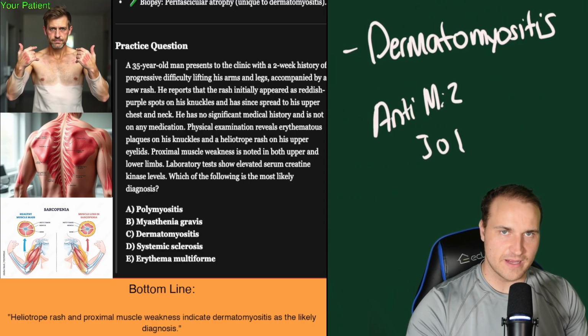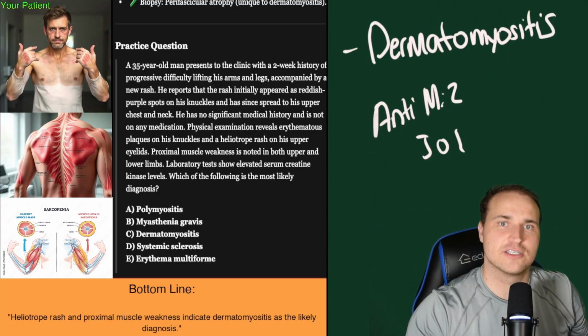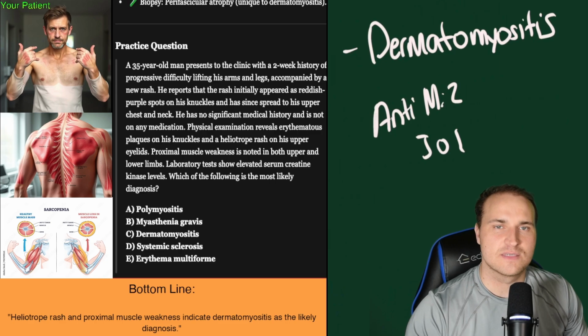All right, our next patient, we have a 35-year-old man presenting to the clinic with a 2-week history of progressive difficulty lifting his arms and his legs, accompanied also by a new rash. And the rash initially appeared as reddish-purple spots on his knuckles and has since spread to his upper chest and his neck. He has no significant medical history, and he's not on any medication. Physical exam reveals erythematous plaques on his knuckles and a heliotrope rash.